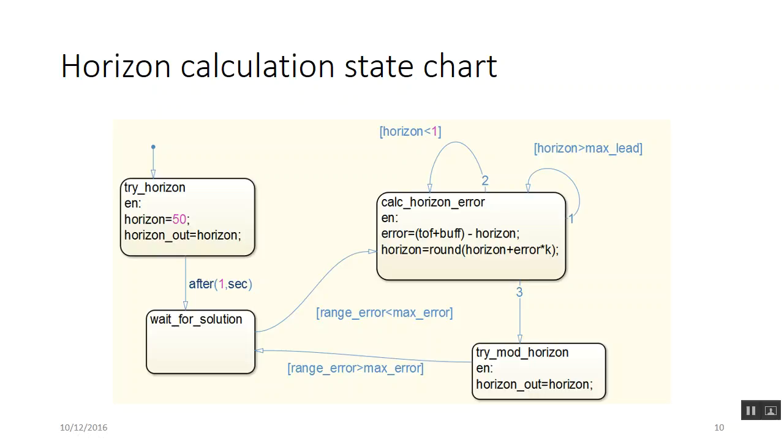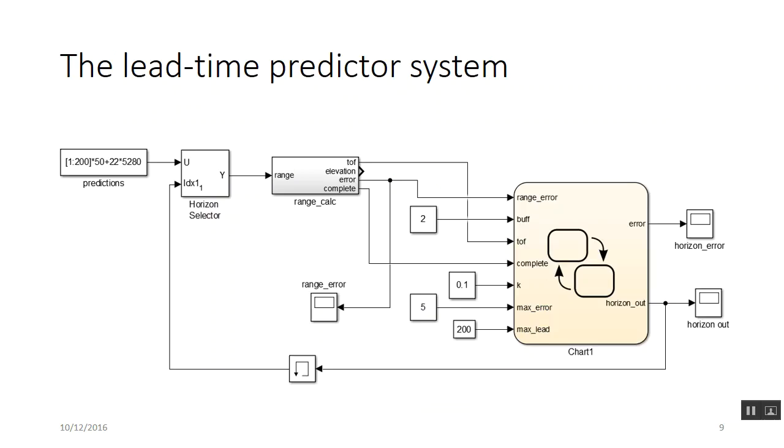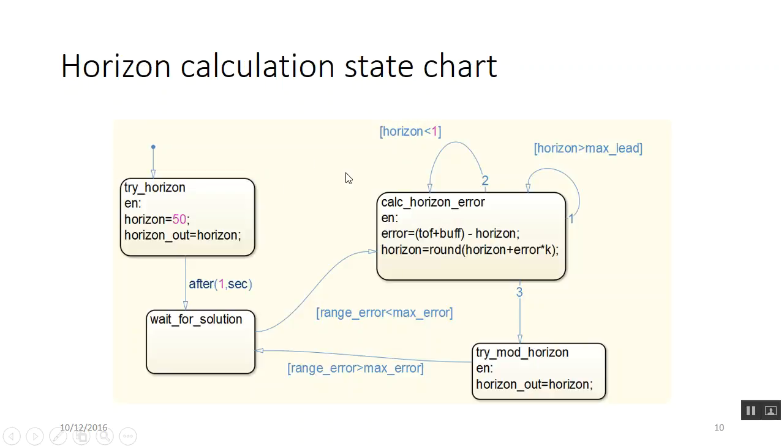As soon as it outputs that new horizon, then that'll go in. Let me back up once so you can remember. That'll go out here and come back in and give a new range to the range calc. And then this goes again. So most of the time is going to be in this wait for solution state.